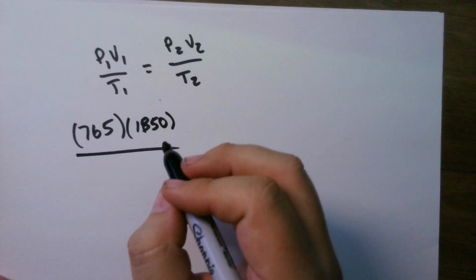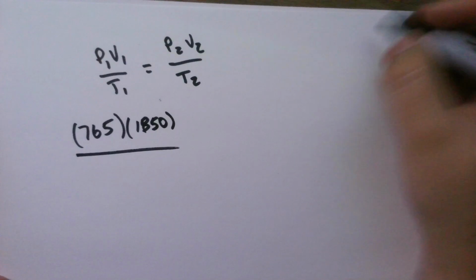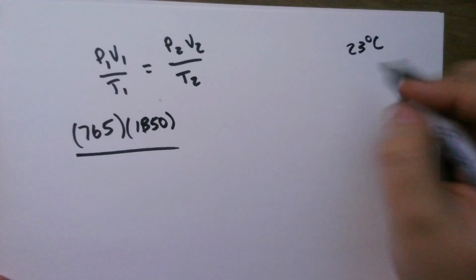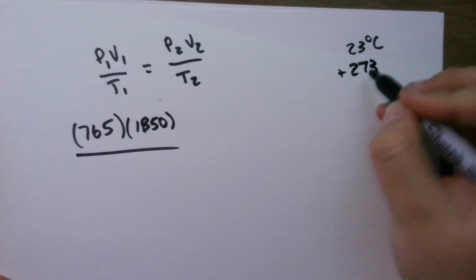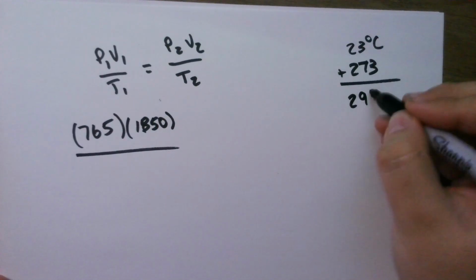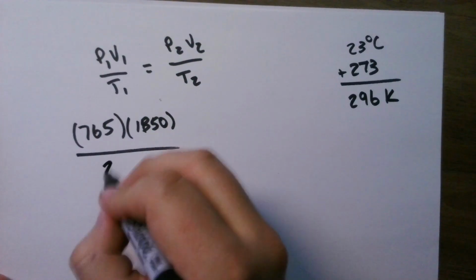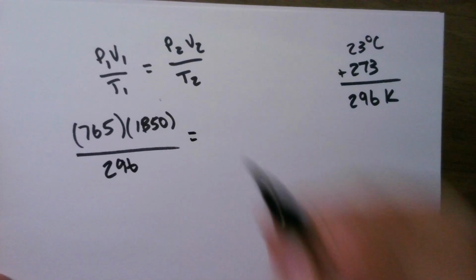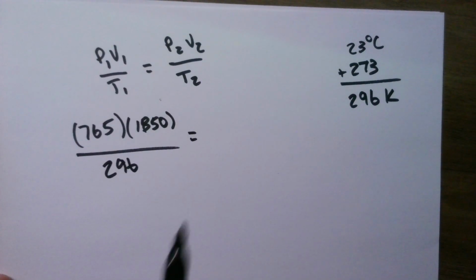Divided by my initial temperature, which was 23 Celsius. Now I'm not going to use Celsius. I'm going to add 273 to that. All right, I got 296 Kelvin. Always make sure to use Kelvin, even in this formula as well. Otherwise, your answer will be wrong.